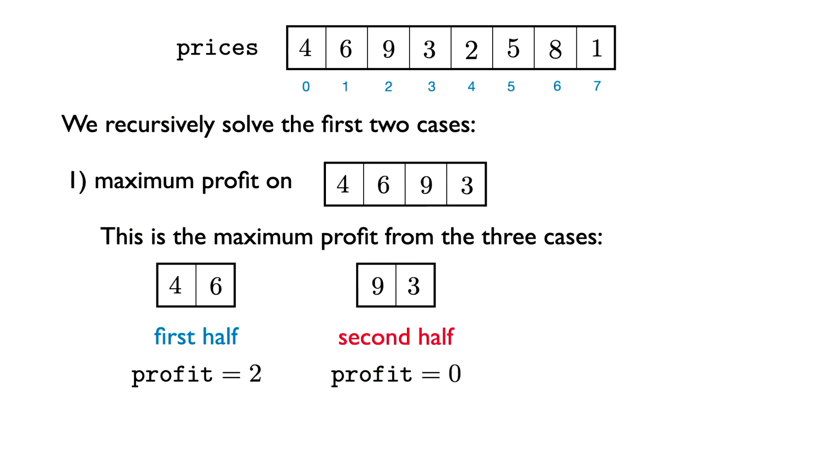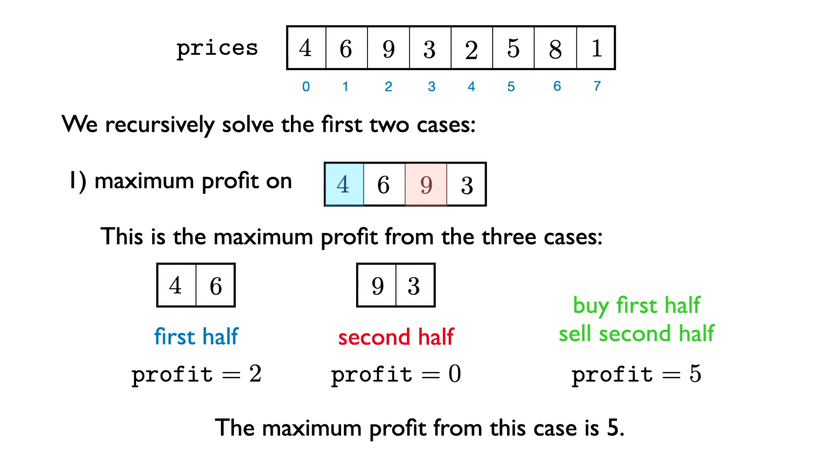The second case is the maximum profit on the second half of the array. The second half of the array is 9 and 3. So in this case, we just do nothing. The profit is 0. And the third case where we buy in the first half and sell in the second half. So the best thing for us to do here is buy when the price is 4, sell when the price is 9, which gives us a profit of 5. Okay, so the maximum of these three cases is 5. So that's the maximum profit we can achieve on the first half of the array.